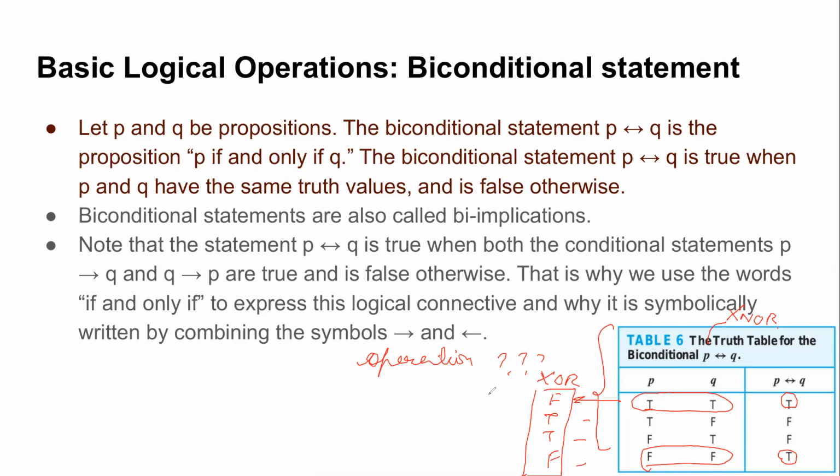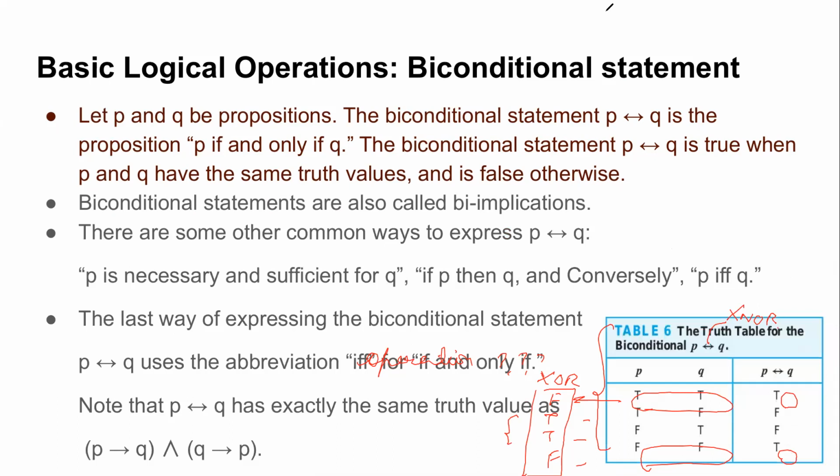Okay, so XOR complement is your biconditional. In XOR, whenever the two values are different, you have true, and whenever they are the same, it is false. Whereas in biconditional, it's the vice versa. Whenever the two values have the same truth value, it's going to be true, otherwise it's false.